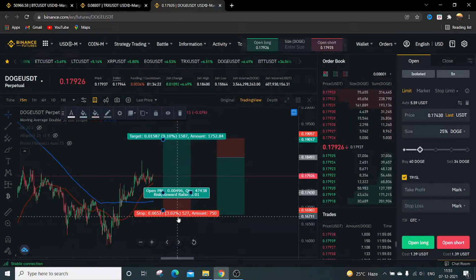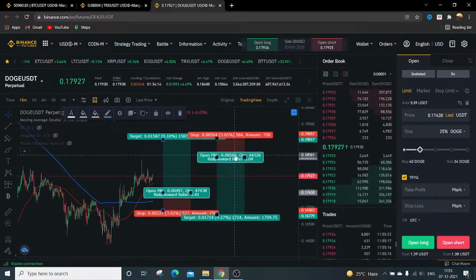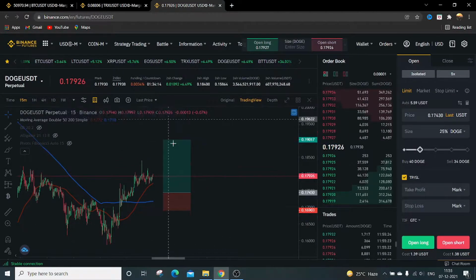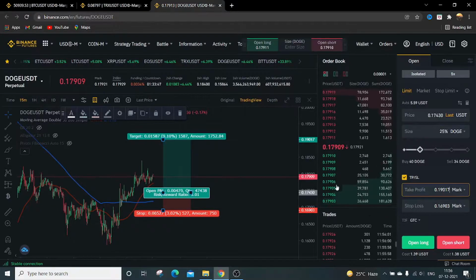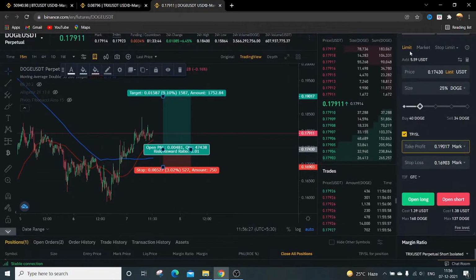So the stop loss order will be for the long position. For the long position, the stop loss will be 0.16903, and the take profit will be 0.19017. Okay, all right, 0.19017. So after putting all these values for this price range, I'm going to place the limit order.